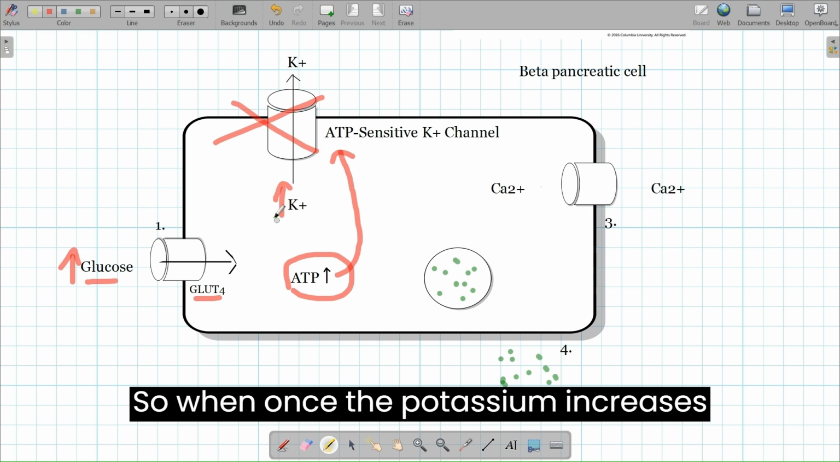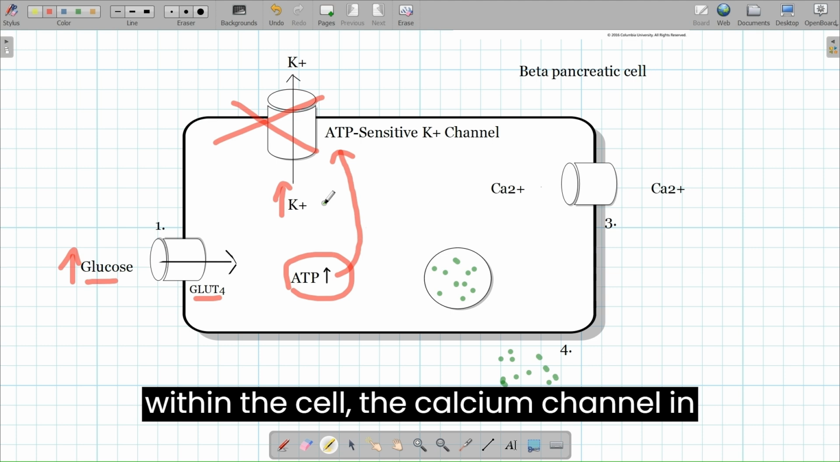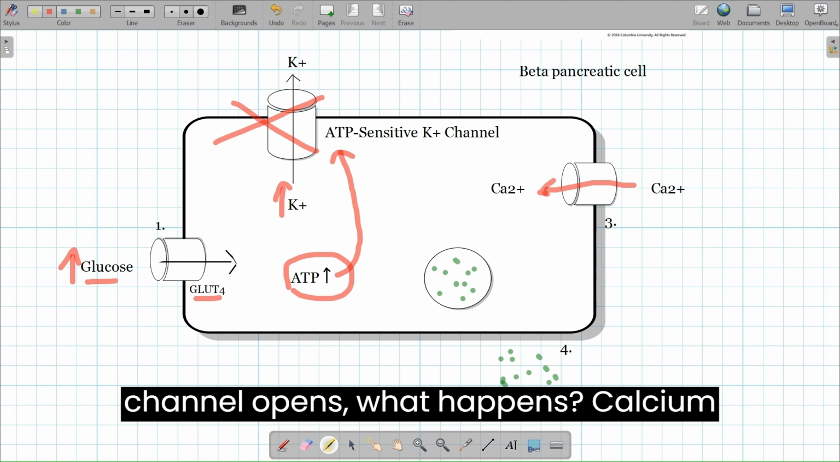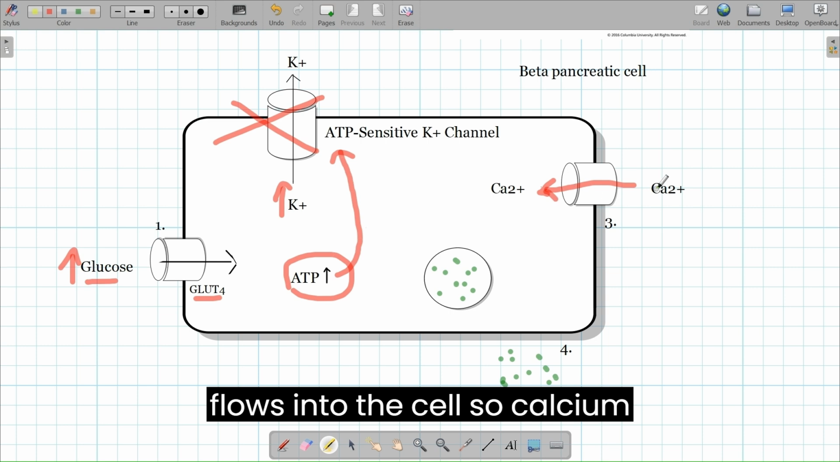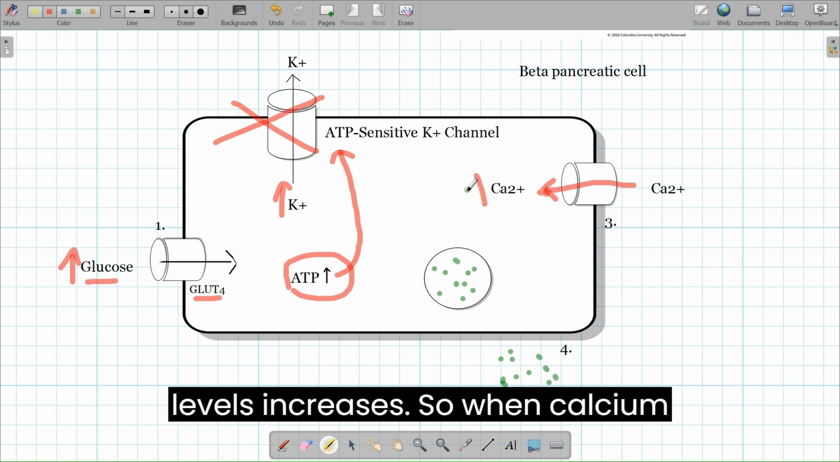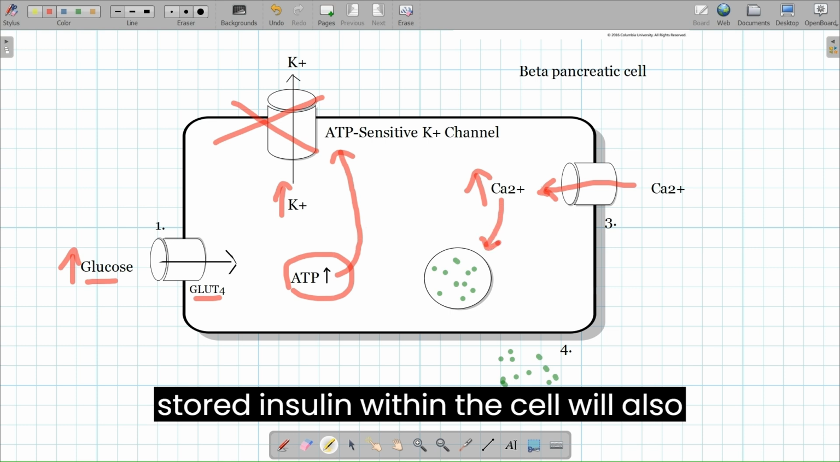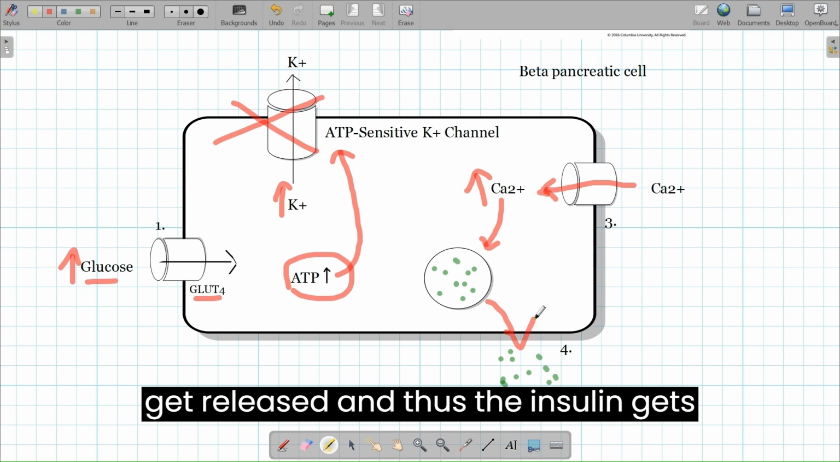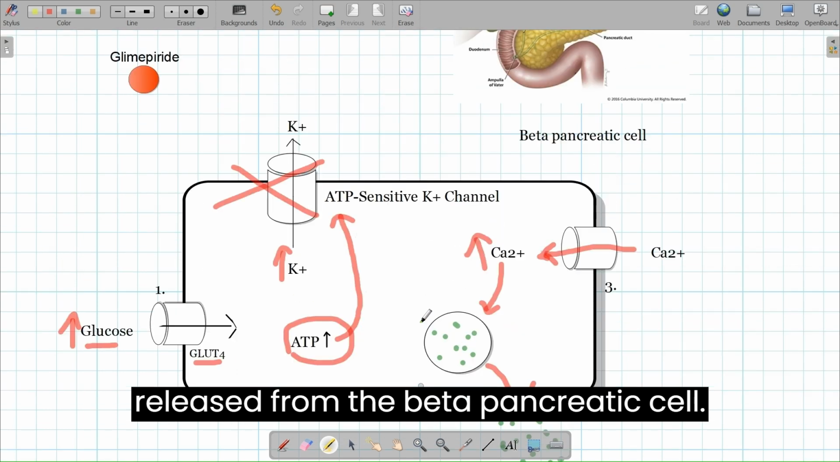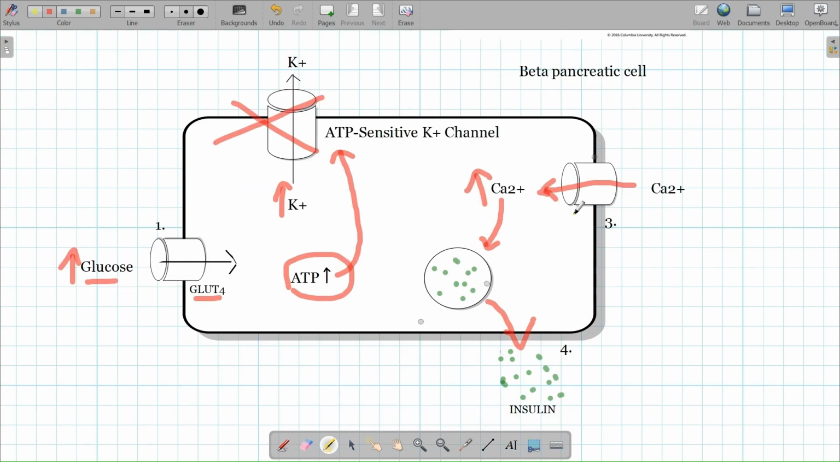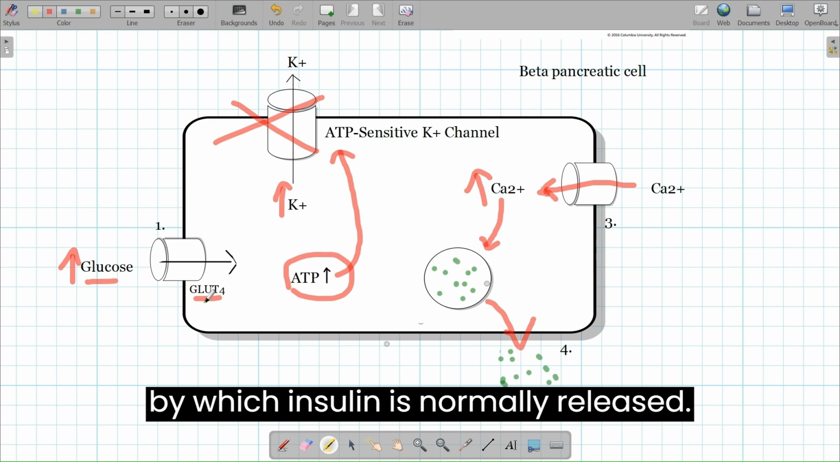Once the potassium increases within the cell, the calcium channel in the cell will also open. When the calcium channel opens, calcium flows into the cell, so calcium levels increase. When calcium level increases, finally the stored insulin within the cell gets released, and thus insulin is released from the beta pancreatic cell. This is the whole process by which insulin is normally released.